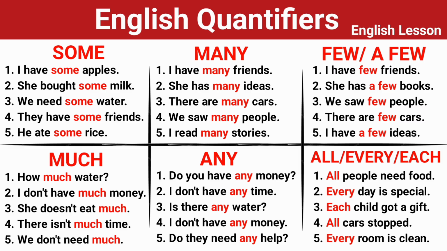All, every, each. All means the whole amount or every person or thing in a group. Every means each person or thing in a group, considered one at a time. Each means every person or thing in a group, considered separately.